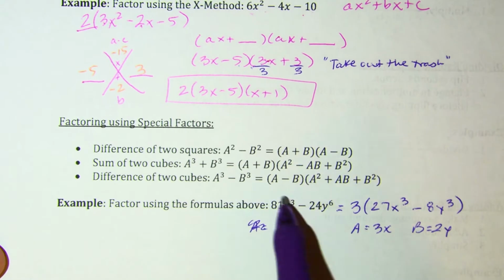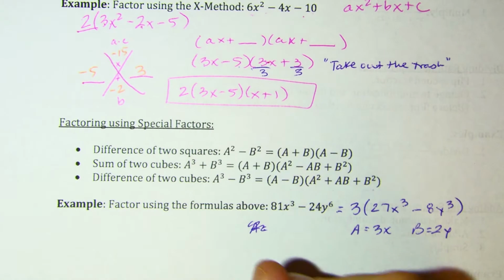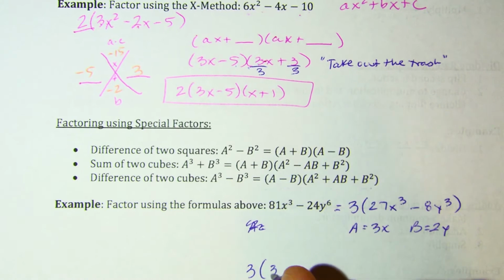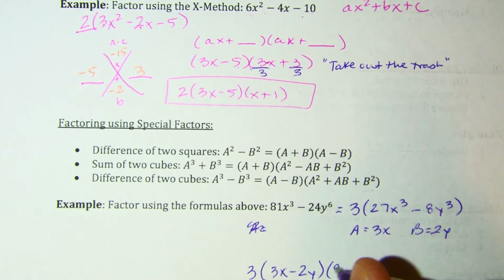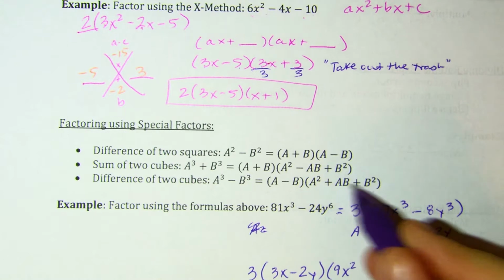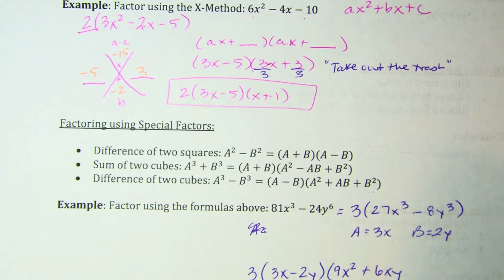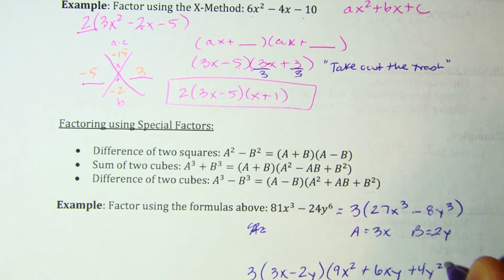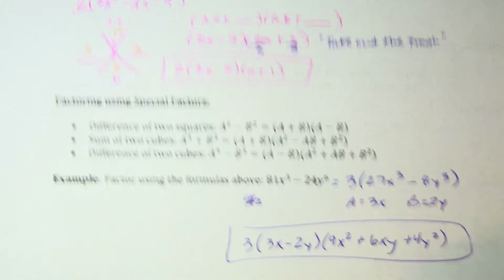So now I'm just literally plugging into this formula for my A and B value. I don't want to forget the 3 out front that I factored out. A minus B will be 3x minus 2y. A squared, 3x squared is 9x squared. A times B, 3x times 2y is 6xy. And then B squared is 4y squared. And it's factored. You're just using a formula.